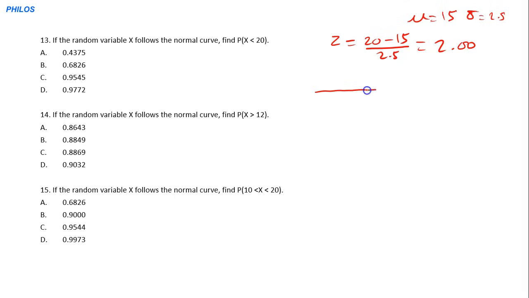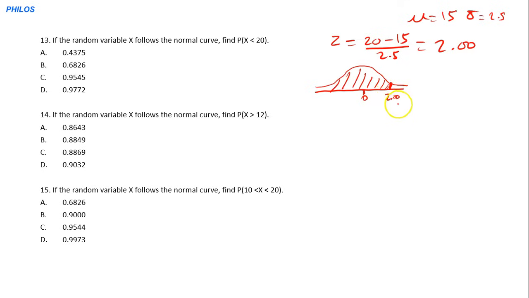So we sketch a curve for it. 0 is always at the middle. So let's say 2 will be somewhere here. But the question says less than 20. It means now less than 2. So the area less than is this side, meaning the question wants us to find this side.